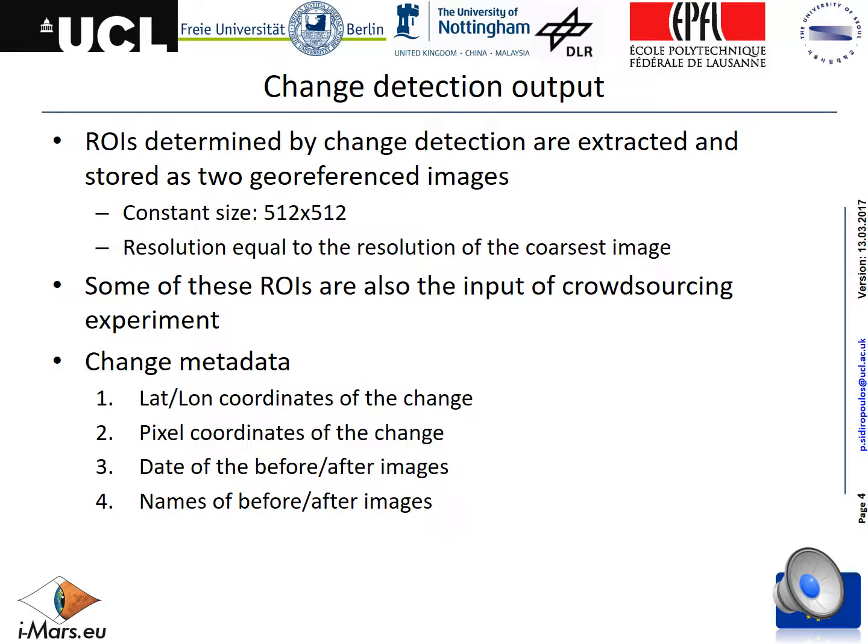The outputs are regions of interest determined by the change detection, but they don't only include the change. We use a constant size of 512 by 512 in order to give also some context about the change. The resolution is equal to the resolution of the coarsest image, so that they can be comparable to each other. We also save metadata like the latitude and longitude of the change, the pixel coordinates, the dates of the before and after images, and of course the names of the actual images.